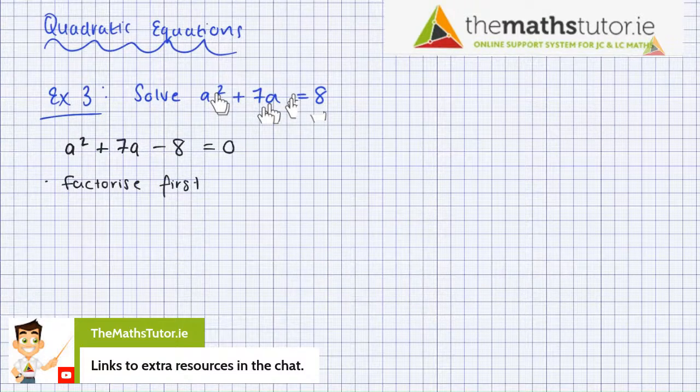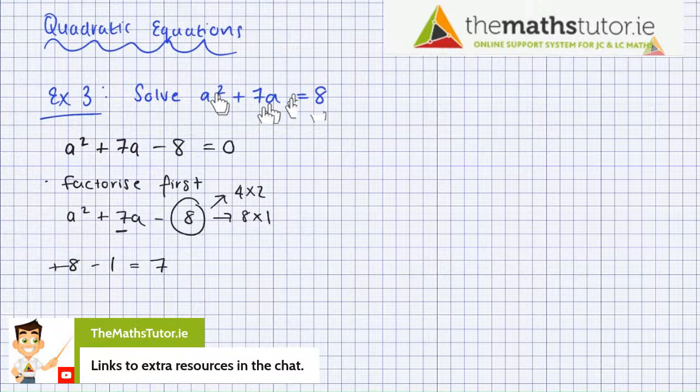So the way we're going to factorise, it's a squared plus 7a minus 8. So we need factors of 8. So 4 by 2, 8 by 1. Now will either of those add or subtract to give me the middle number? The middle number is 7. So we need a 7. So 8 and 1 will work. So we have an 8 and we have a 1. So how do we get 7? So we have plus 8 minus 1.